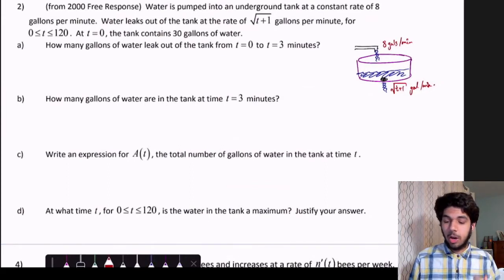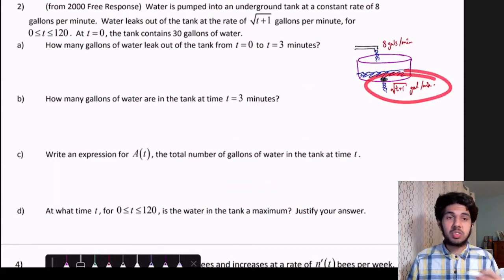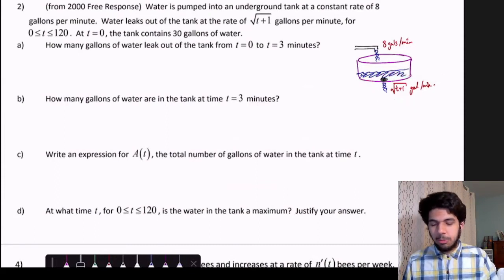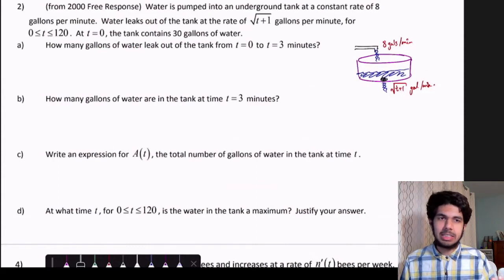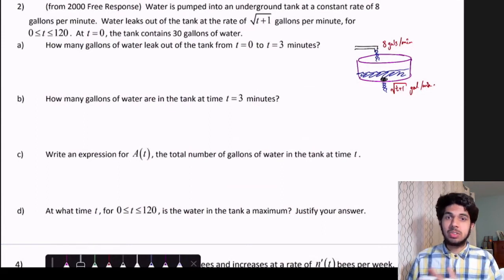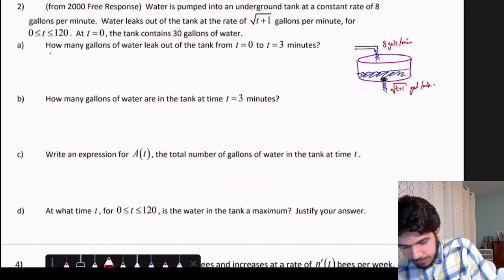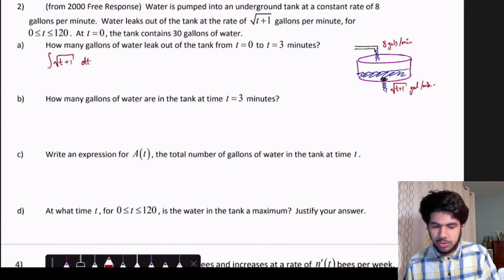So the first question asks how many gallons of water leak out of the tank from t equals 0 to t equals 3 minutes. So we're dealing with leakage only. So that's this function here, square root of t plus 1. And again, we're looking for the quantity of gallons that leaked out, and we're given a leakage rate. So again, we want to go from rate to this gallons, this volumetric quantity. So to do that, similar to the previous question, we'll use the integral function again. So we're going to do the integral of the square root of t plus 1, and we're integrating with respect to t.